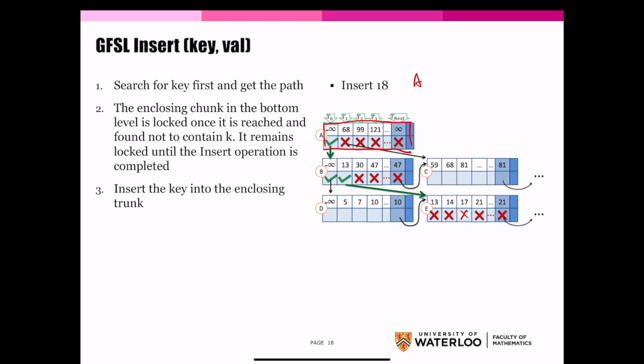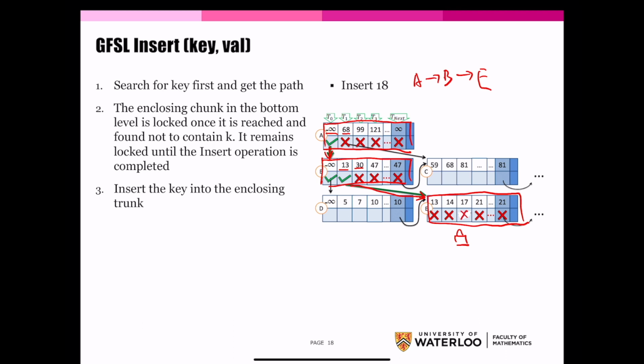As 18 is greater than negative infinity and smaller than 68, we do a step-down traversal and go to chunk B. 18 is in between 13 and 30, and we have a step-down traversal, we go to chunk E. Chunk E is our enclosing chunk, but we did not find 18 in this chunk. So we lock chunk E, and we want to insert 18 into chunk E.